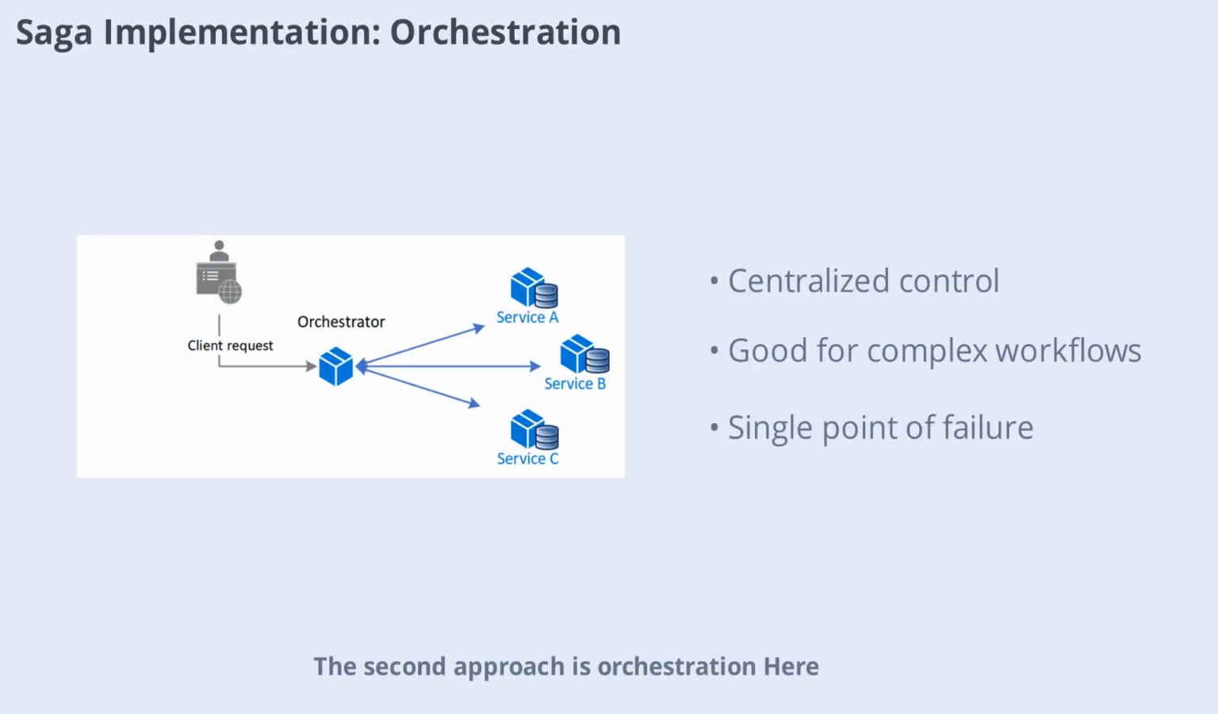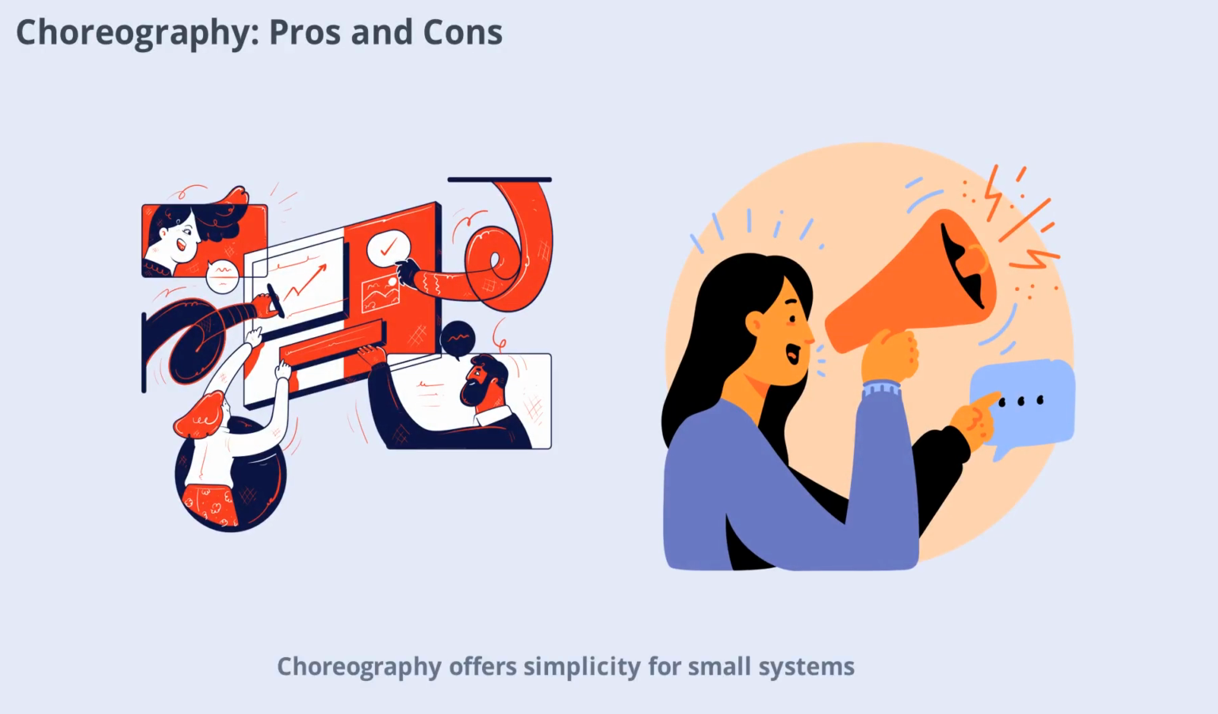The second approach is orchestration. Here, a central orchestrator manages the entire SAGA, telling each service what to do and handling failures. Orchestration is better for complex workflows or when you need to add new services. It avoids cyclic dependencies and provides clear separation of responsibilities, but introduces a single point of failure and adds complexity to the coordination logic. Choreography offers simplicity for small systems.